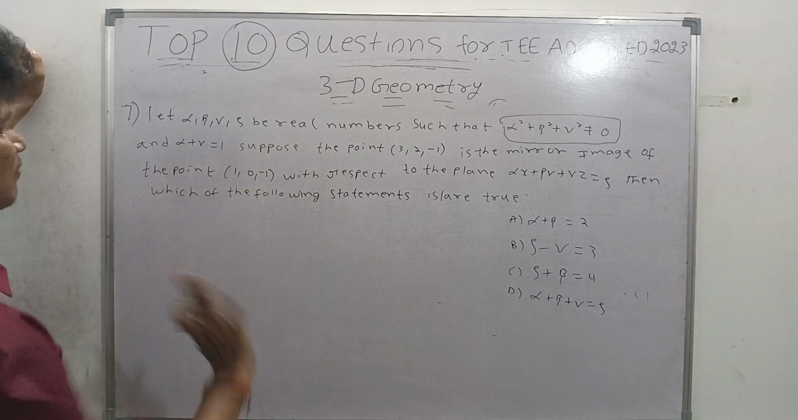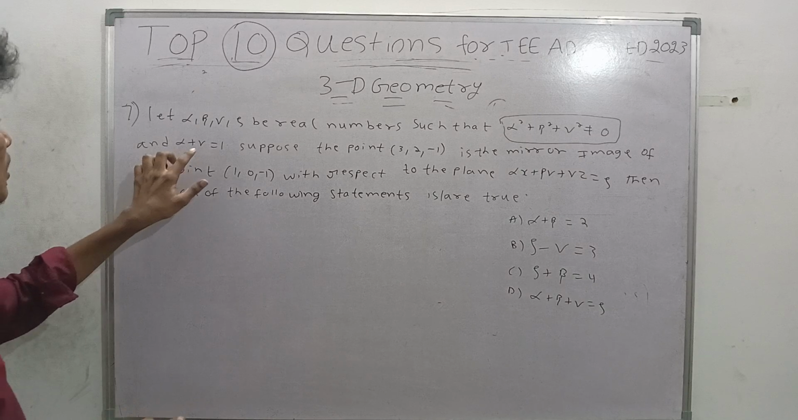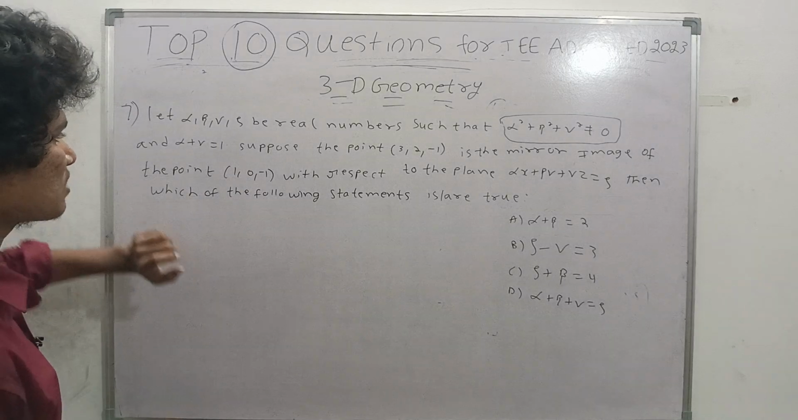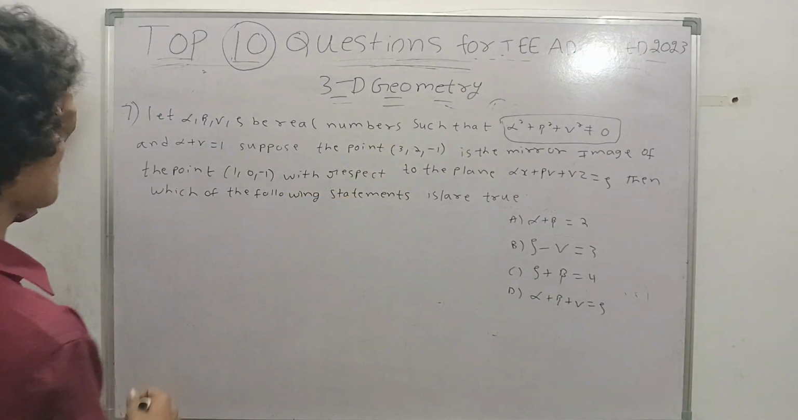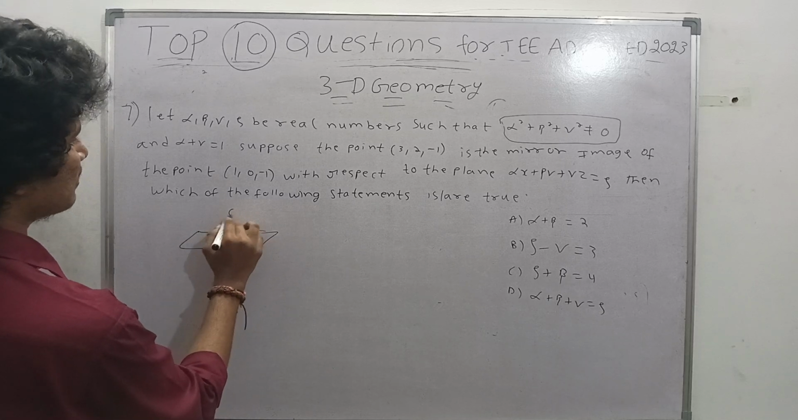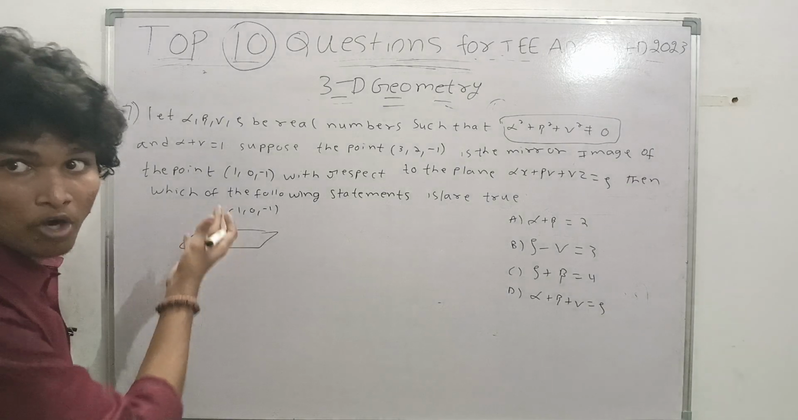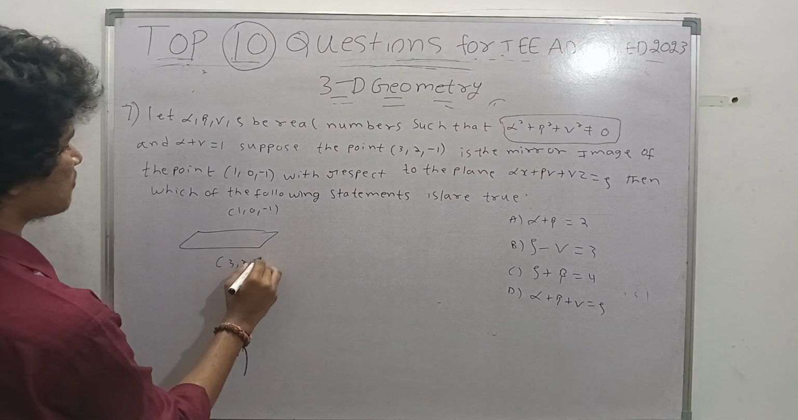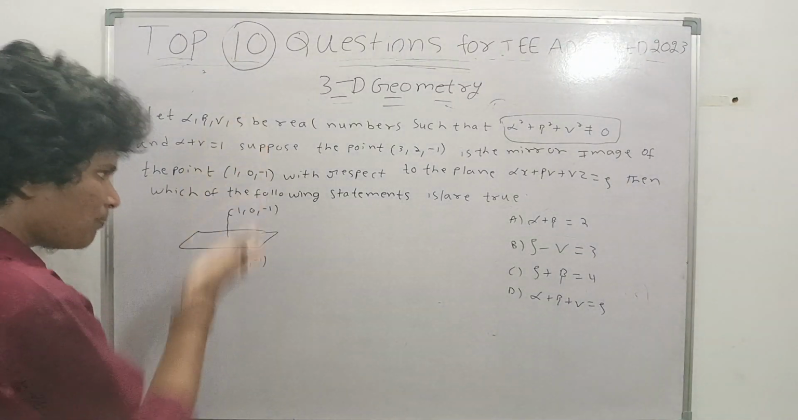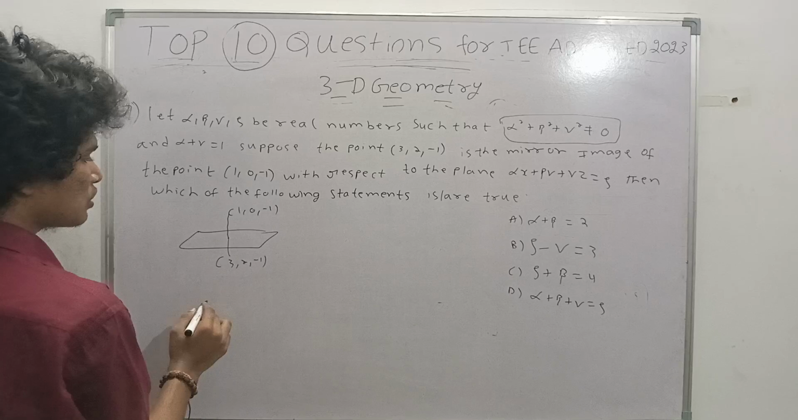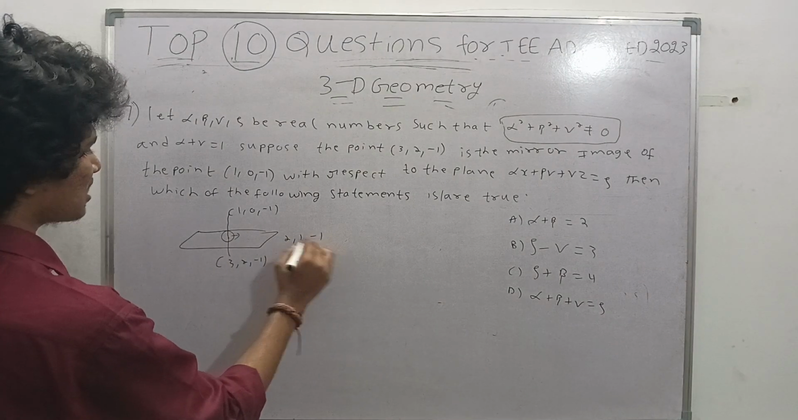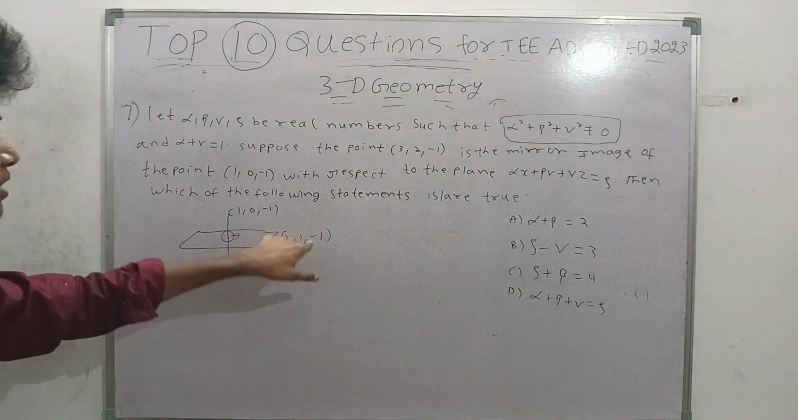They say alpha plus gamma equal to 1. Suppose the point 3, 2, minus 1 is a mirror image of the point 1, 0, minus 1. You can assume this is a plane, and the point is 1, 0, minus 1, and for this point the mirror image is 3, 2, minus 1. Both the distances from the plane are equal, so the midpoint definitely lies in the plane. So what is the midpoint here? The midpoint is 2, 1, minus 1. This 2, 1, minus 1 definitely lies in the plane.